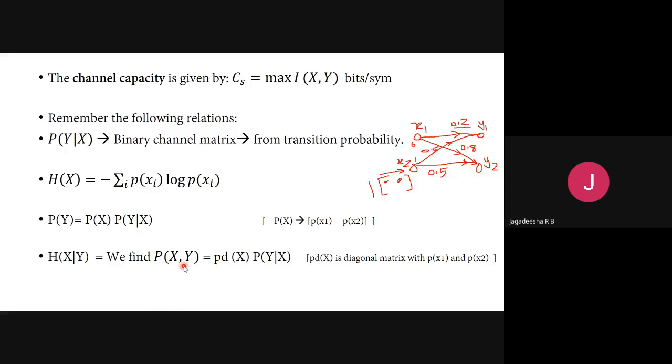So if we know the joint probability, can we find out the entropy? Of course. We just need to follow the general equation of entropy. Entropy is nothing but minus probability of any parameter times log of its probability. Similarly here, once we know p(x,y), that is the joint probability, then we can find that.